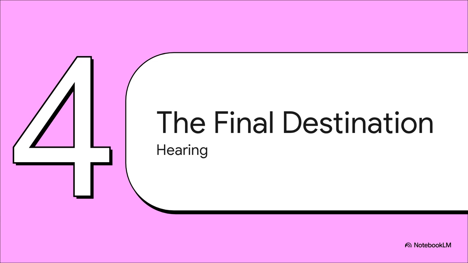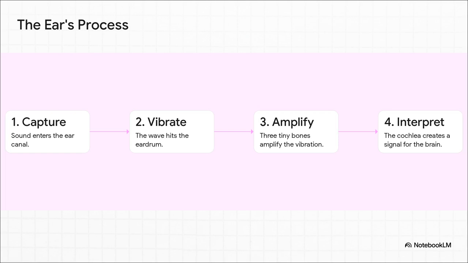Okay, so our wave has been created, it's traveled through the air, and now it has finally reached its final destination, the human ear. So how does this physical pressure wave turn into something our brain can actually understand? Well, it's a brilliant four-step process, part mechanical, part biological.